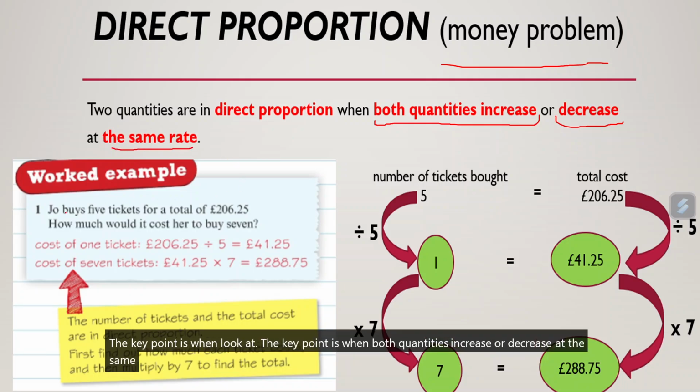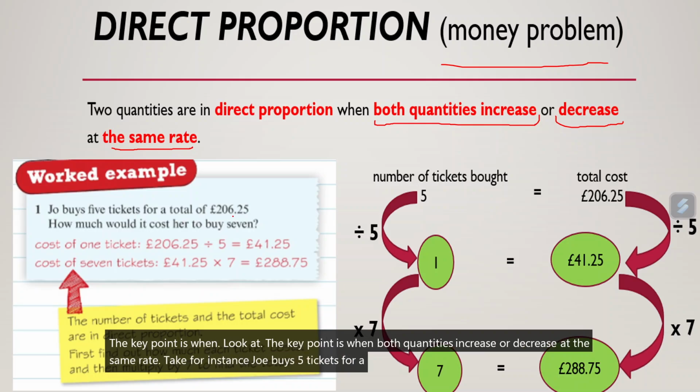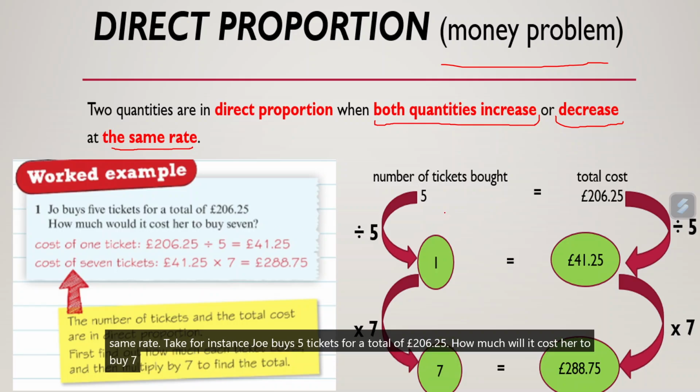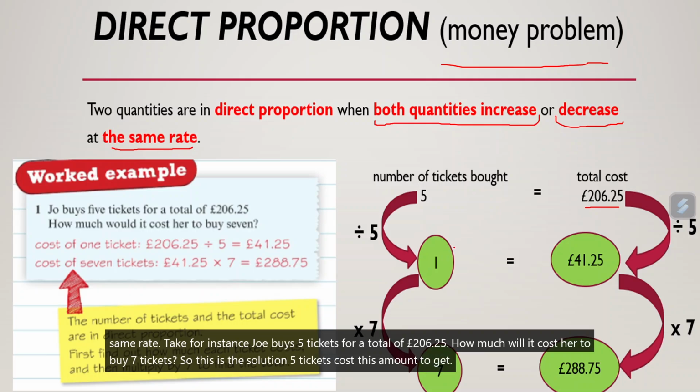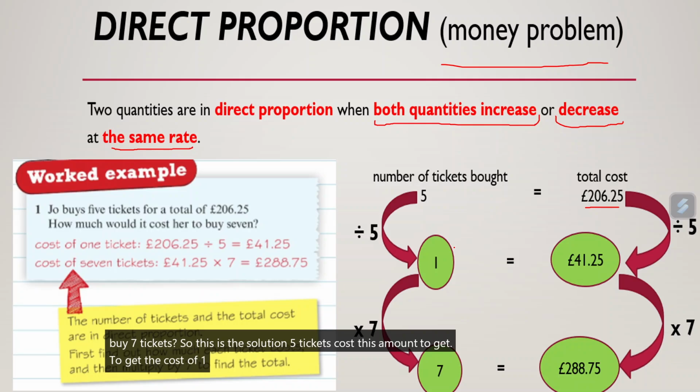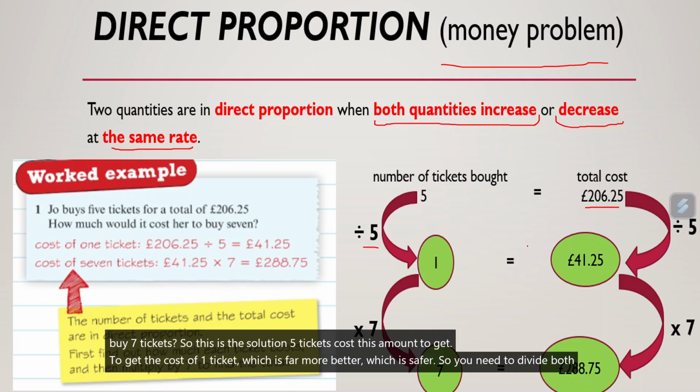Take for instance, Joe buys 5 tickets for a total of £206.25. How much will it cost her to buy 7 tickets? So this is the solution. 5 tickets cost this amount. To get the cost of 1 ticket, which is safer, you need to divide both sides by 5.